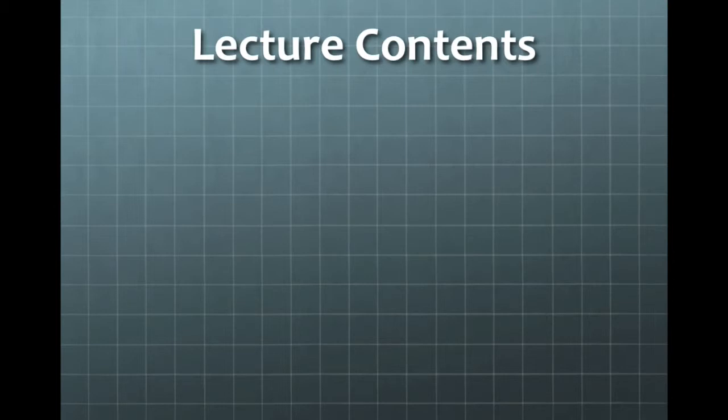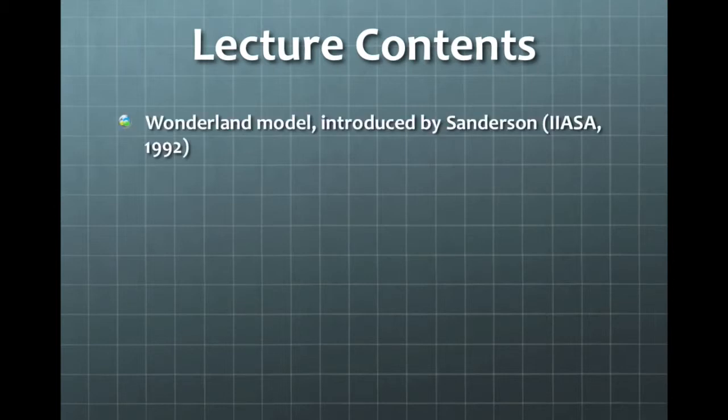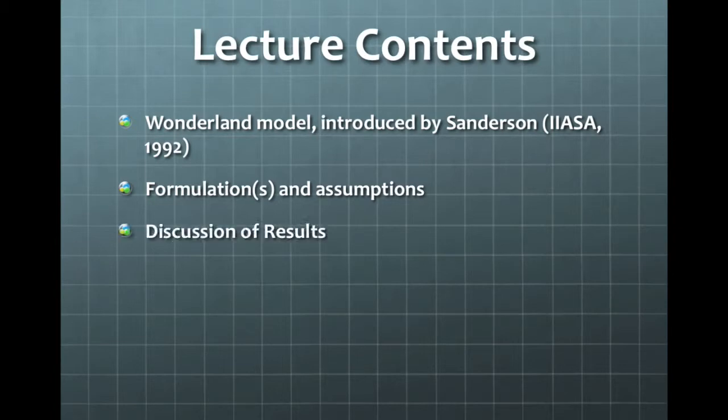The lecture contents: first we'll talk a little bit about the Wonderland Model, which was introduced by Warren Sanderson in the early 90s. This model was part of the International Institute for Applied Systems Analysis work that we've mentioned before in this class. We'll talk about the formulation of the model and the assumptions it makes. We'll see some results and discuss them, and we'll look at the implementation in VENSIM, which will have a separate video.